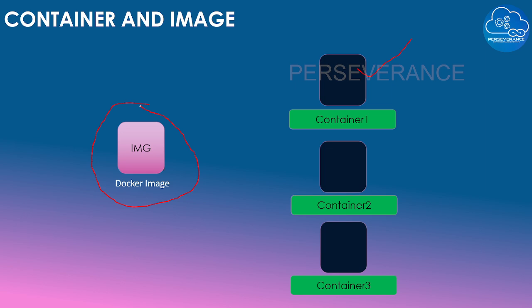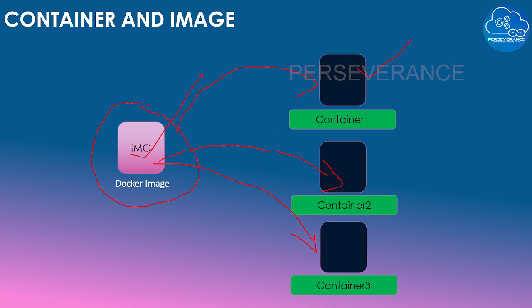I would simply say, what is a container? A running instance of an image. Running instance of an image is a container, because if I use an image I can create a container. Keep in mind that without an image you cannot create containers. Here I have one single image and three different containers, container 1, 2 and 3.